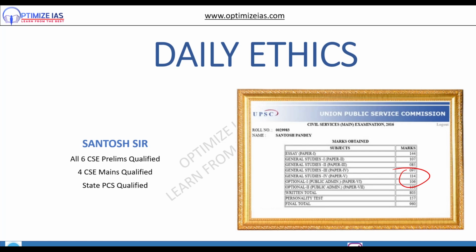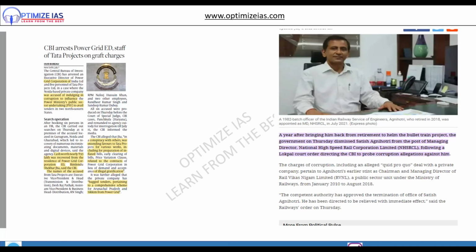So guys, let us see what was the news yesterday. There was a news yesterday that CBI had arrested Power Grid executive director and staff of Tata Power Projects on graft charges. Graft charges means corruption charges. So what was the charge here?